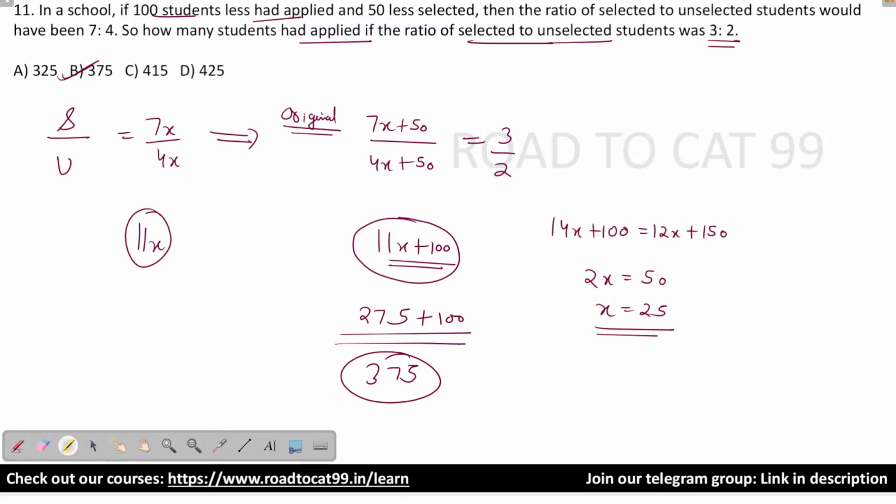11th क्वेश्चन डायरेक्टली आपको दिख रहा है आपको कैसे प्रोसीड करना है. आपको एक ऑल्टरनेट रेशियो दे रखा है या चेंज्ड वर्जन दे रखा है एंड आपको ओरिजिनल वर्जन पे जाना है और उसके बाद इट्स जस्ट अ सिंपल कैलकुलेशन.